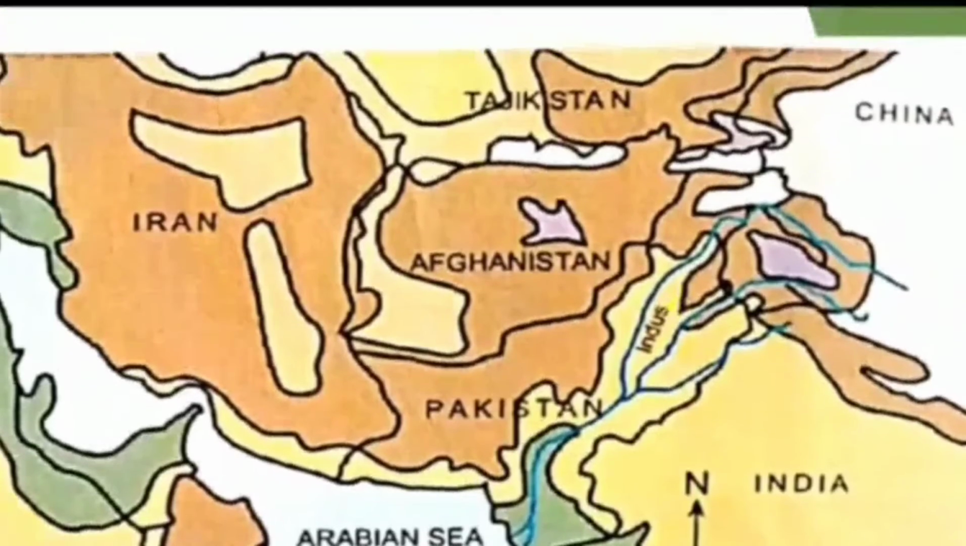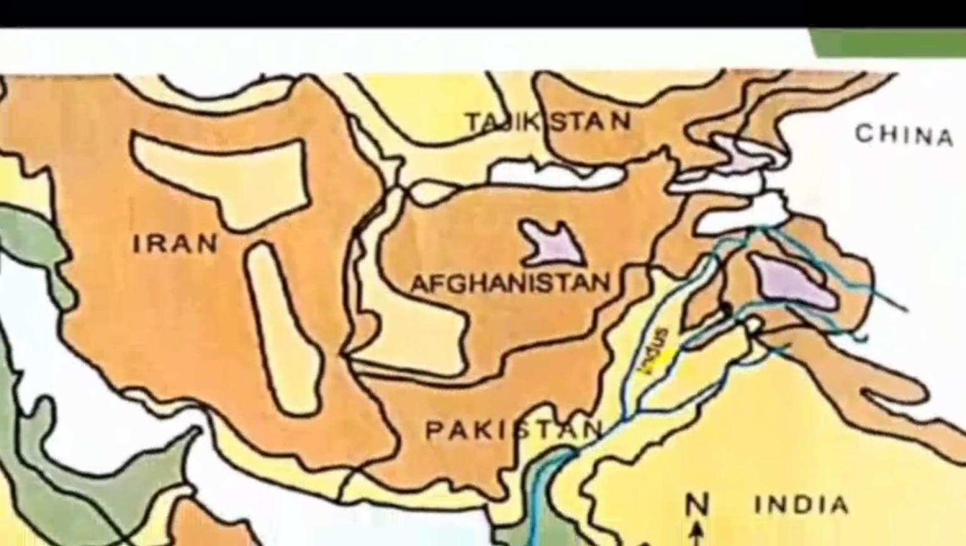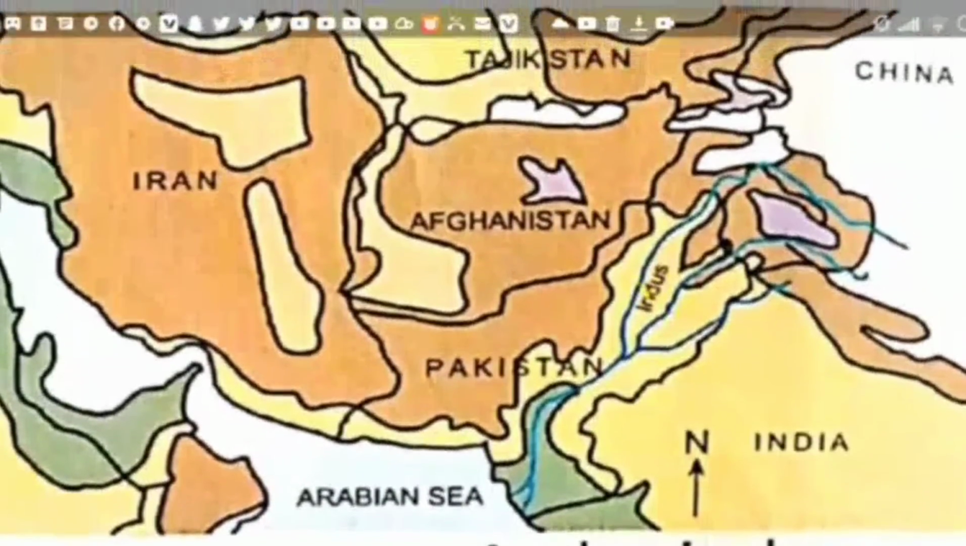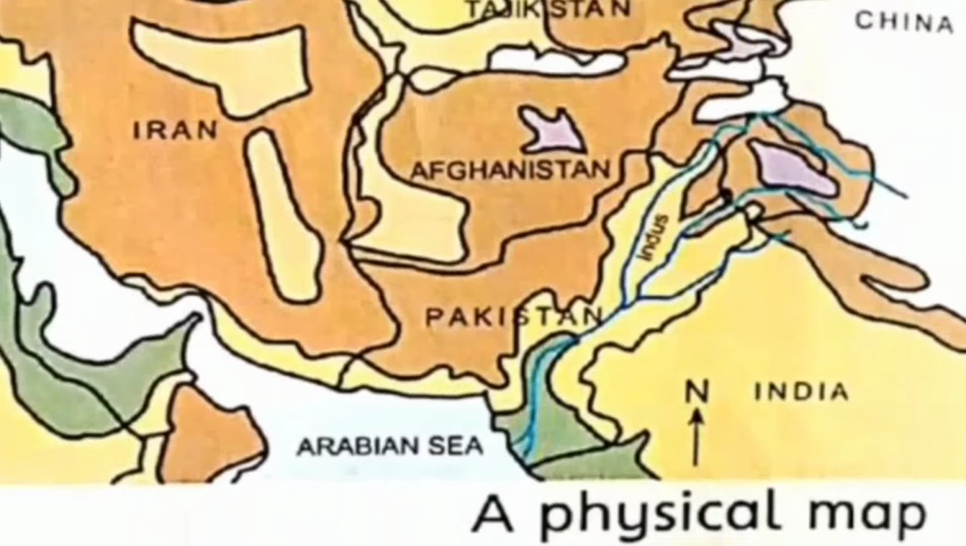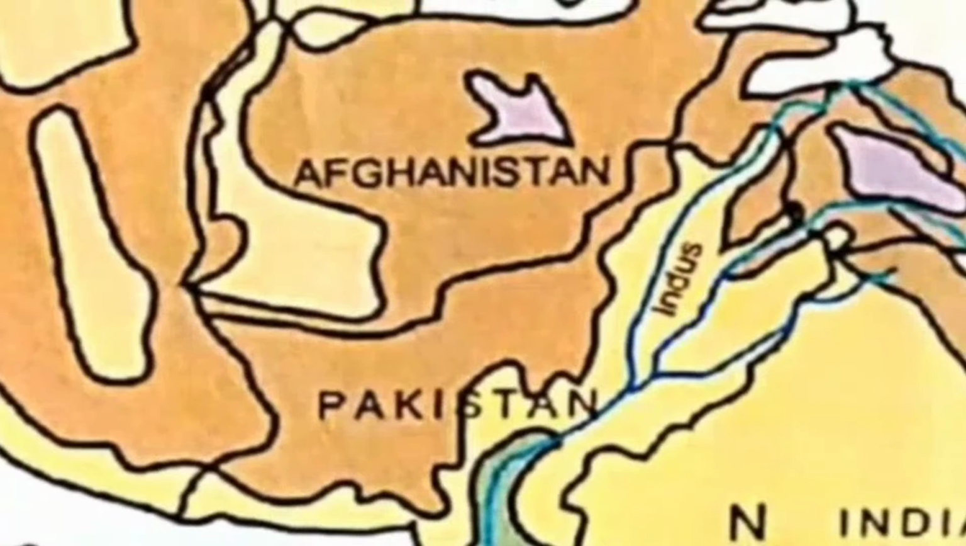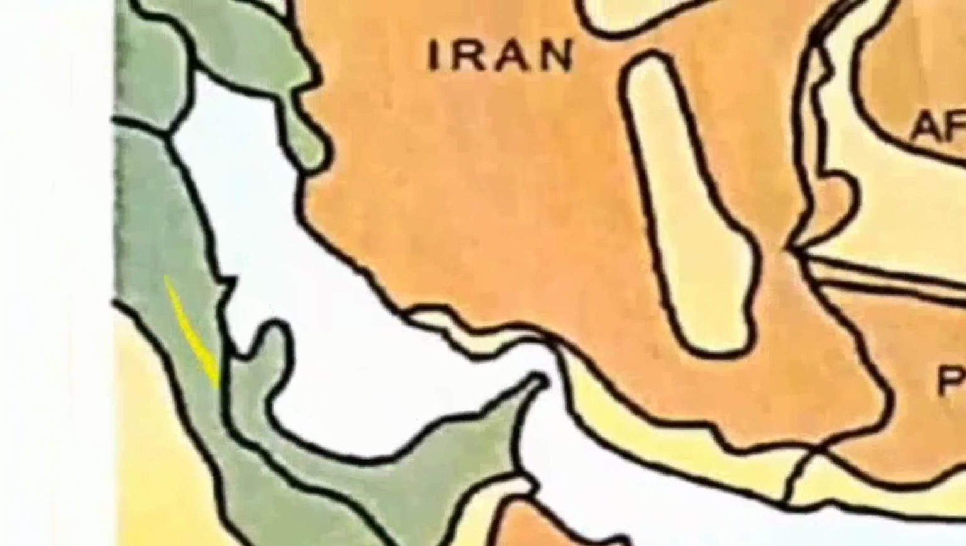Now students, be focused on these blue lines. These blue lines are showing rivers. And how do we know which river this is? You will see between these lines a name is written, and what's that? This is River Indus.